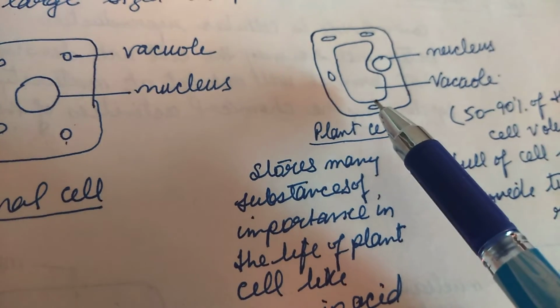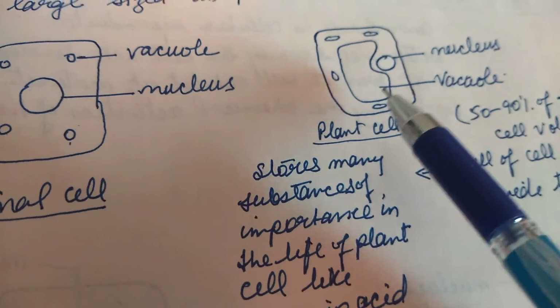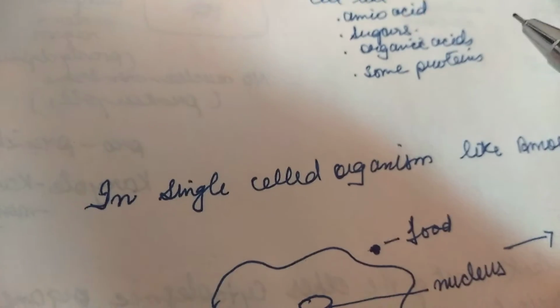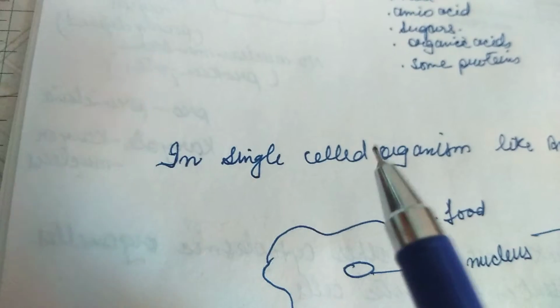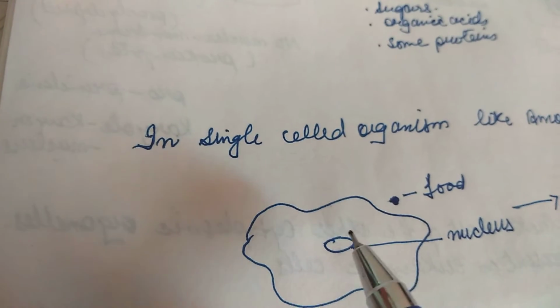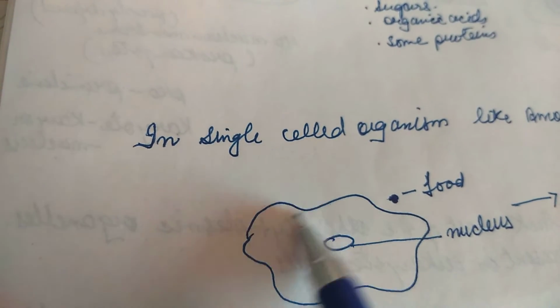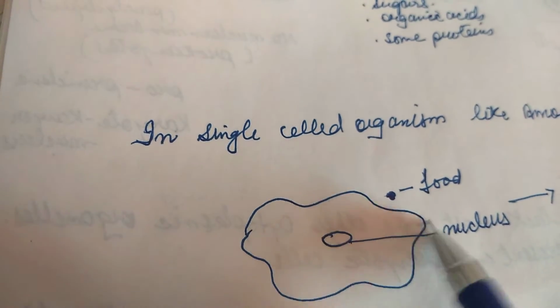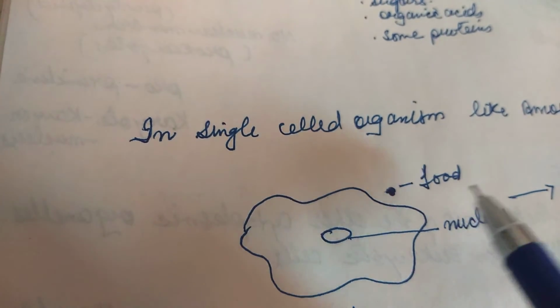More about this vacuole, what its role is, you will study in your higher classes. And if we talk about a single-celled organism like amoeba, this is again an animal cell, eukaryotic. So how are these vacuoles formed?